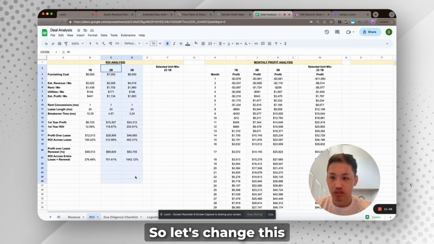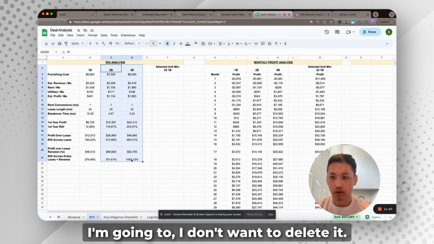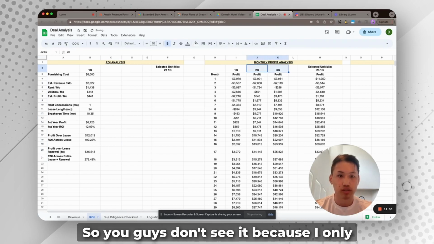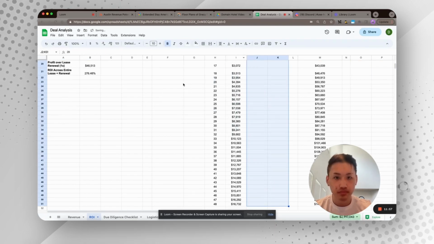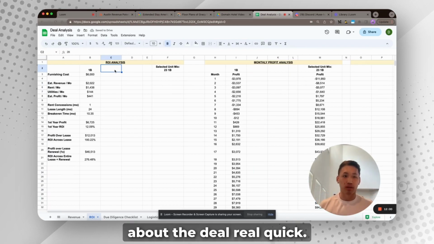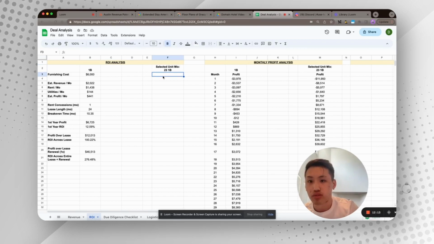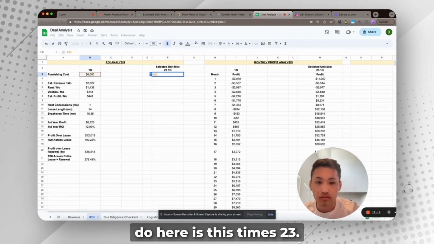So let's change this for my specific deal. I don't want to delete it. I'm just going to white it out so you guys don't see it, because I only have 1 bedrooms in this batch. Let me tell you about the deal real quick. It's going to be 23 1 bedrooms, so the unit mix is 23. So what we're going to do here is this times 23.